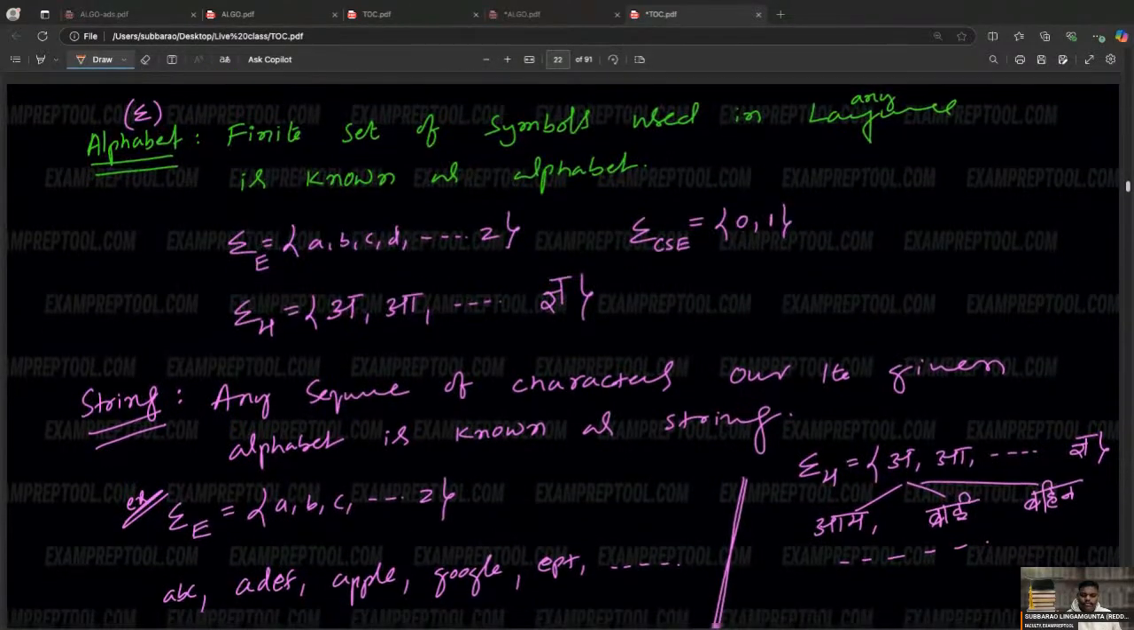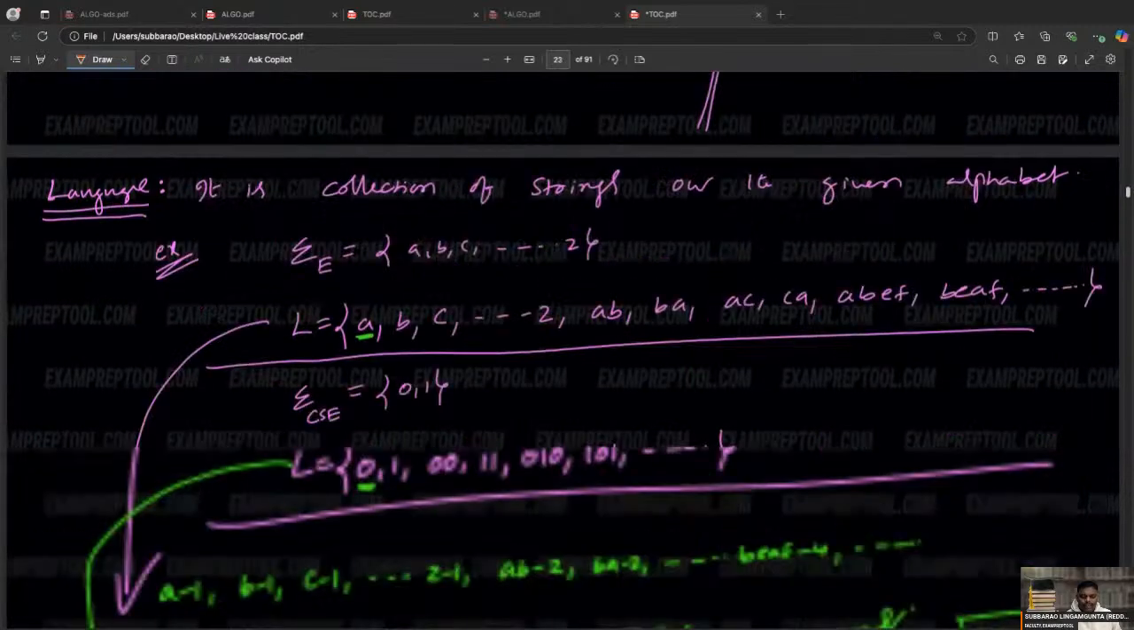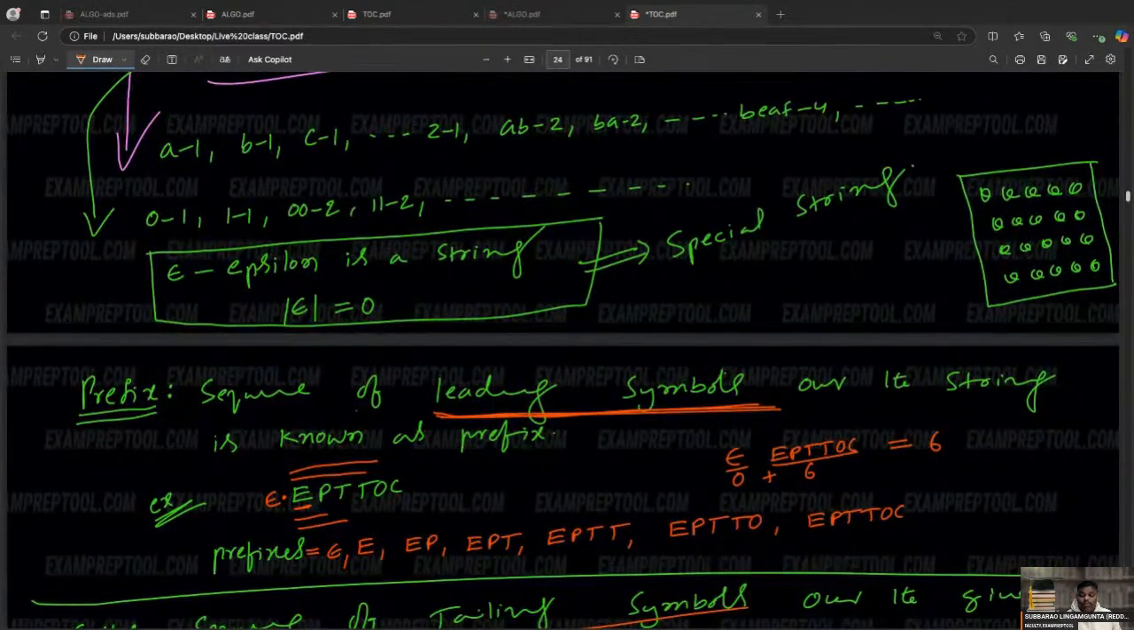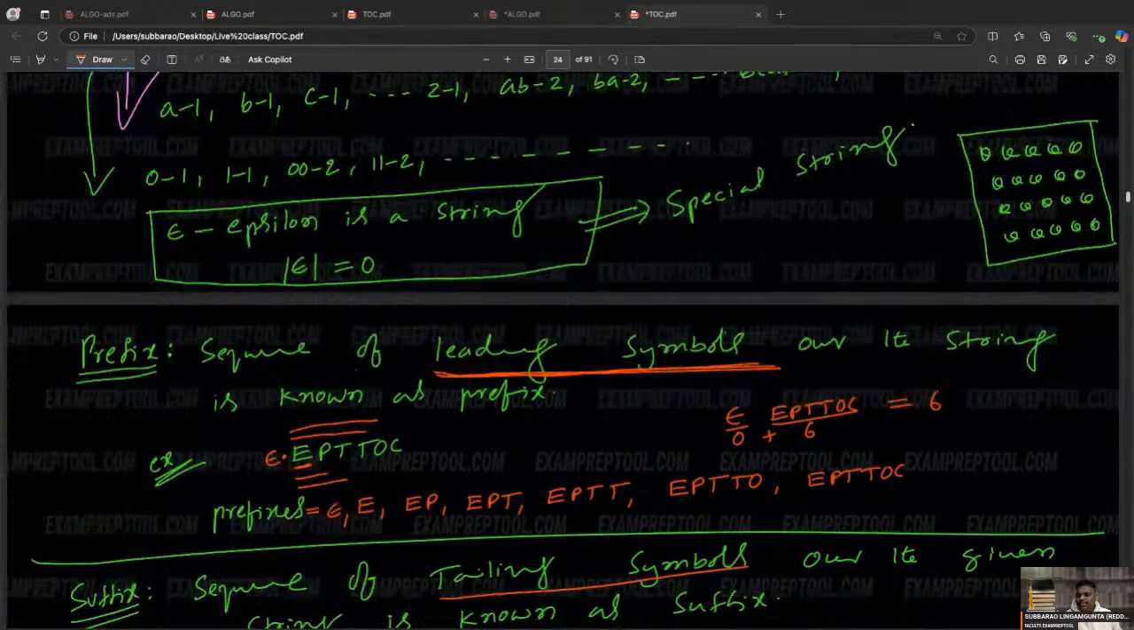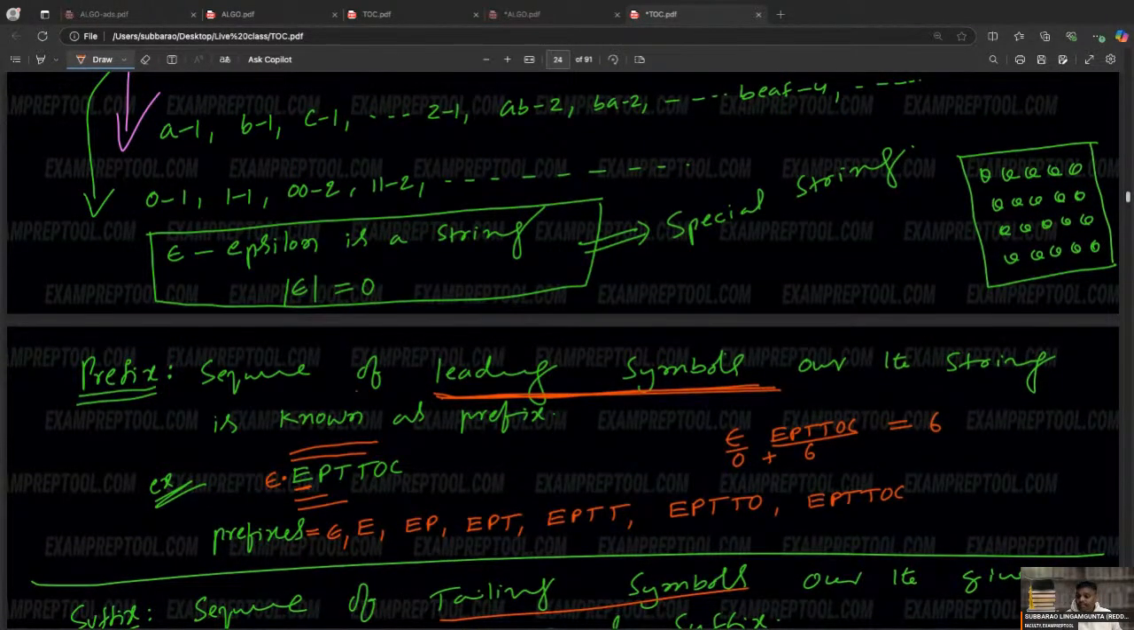From here it started. What is an alphabet? What is a string? What is a language? The main one: what is epsilon? We did a lot of discussion. I gave so many examples about epsilon. The major thing is epsilon. My only goal is that you remember epsilon.